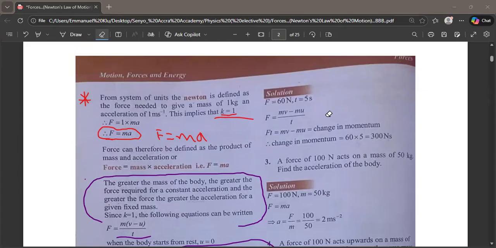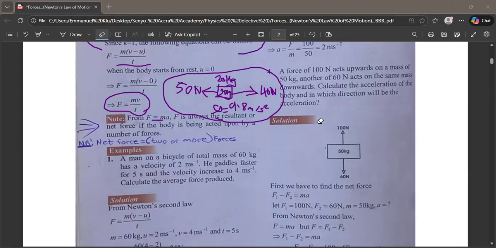For my initial example from Newton's second law, this is where we got up to. We also learned that force is equal to mass times acceleration, and force is always the resultant or net force if the body is being acted upon by a number of forces.